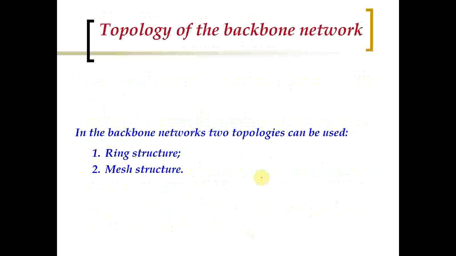We have different topologies that can be implemented for the backbone network. The most common, most widely used topologies are the ring structure and the mesh structure. Of course, they differ from each other. There are some pros and cons for each one. We will of course discuss it, and we will see what the differences are between those structures.